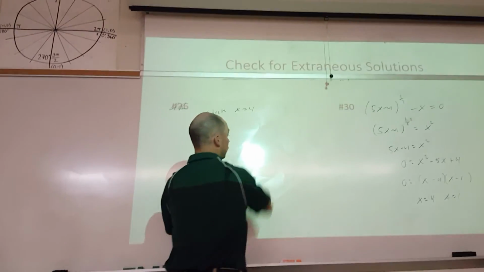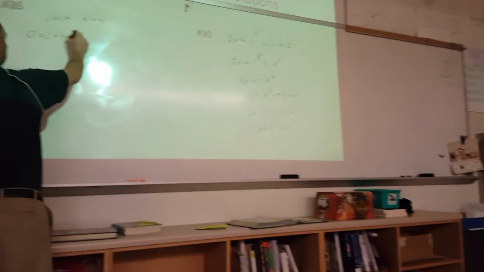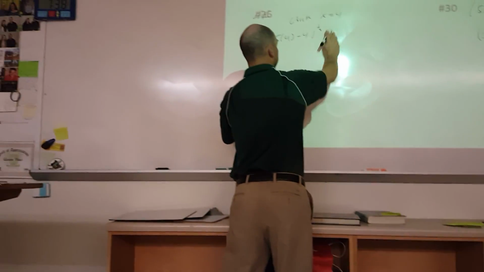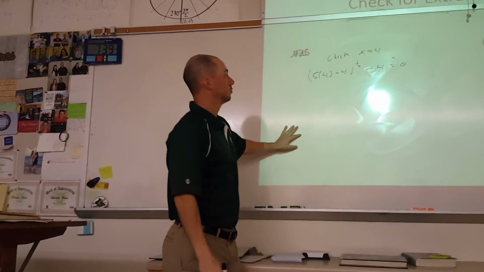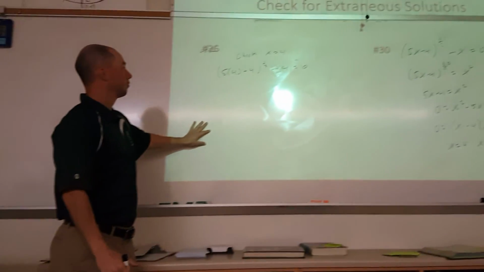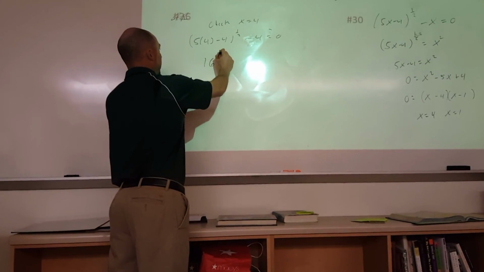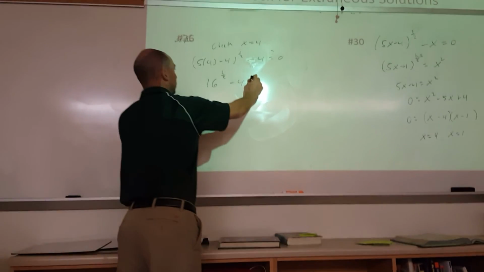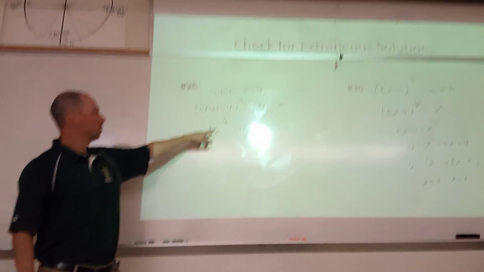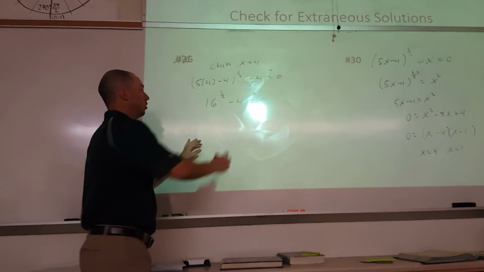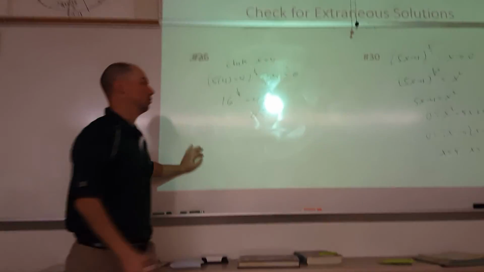Check when x equals 4. This would be 20 minus 4, 16, so it's 16 to the 1/2 power minus 4. Does that equal 0? It becomes 4 minus 4 is 0, so yes, 0 equals 0. 4 is a solution.